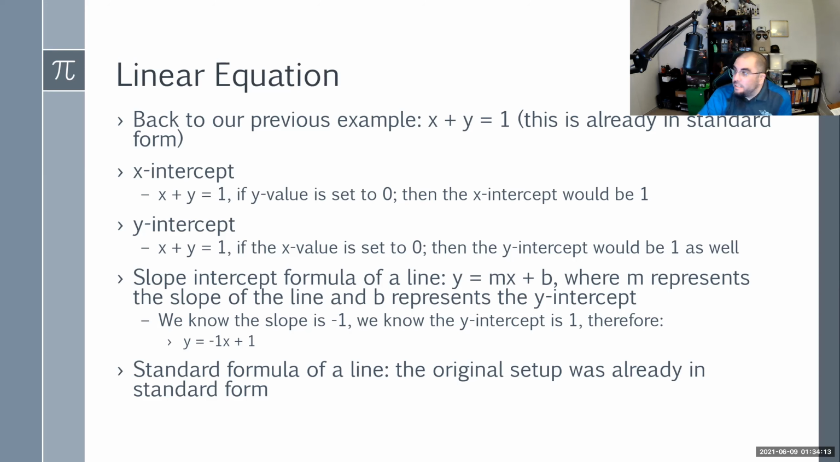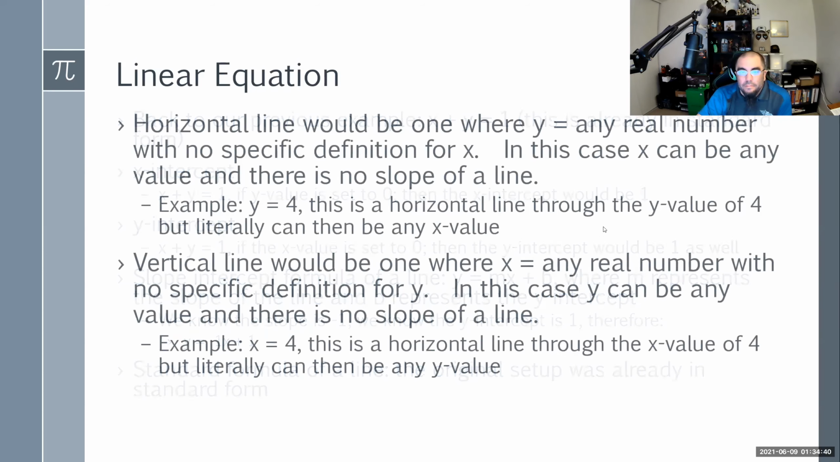We could just as easily go up here to our other formula, where we have x plus y equals 1, and convert that, couldn't we? Because in order to get x off this side, we have to get a -x. That means we have to add a negative x to this side as well. And that would give us y equals negative x plus 1. Same as this down here. So again, the standard form, the original setup, was already in. So we talked about that.